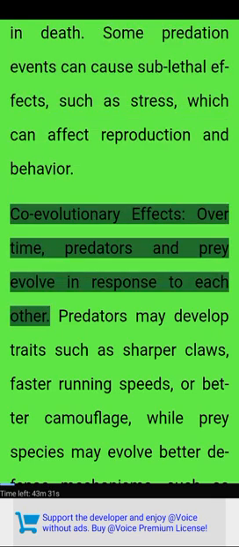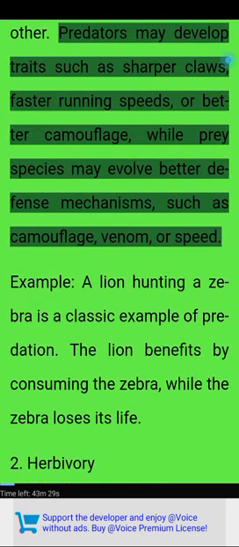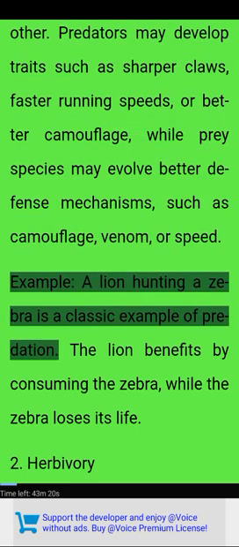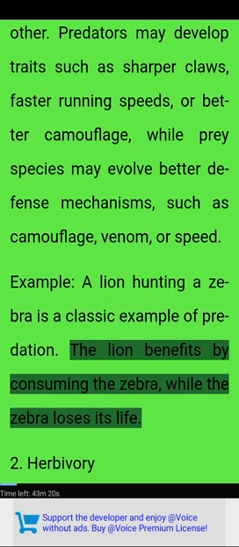Co-evolutionary effects. Over time, predators and prey evolve in response to each other. Predators may develop traits such as sharper claws, faster running speeds, or better camouflage, while prey species may evolve better defense mechanisms, such as camouflage, venom, or speed. Example: a lion hunting a zebra is a classic example of predation. The lion benefits by consuming the zebra, while the zebra loses its life.